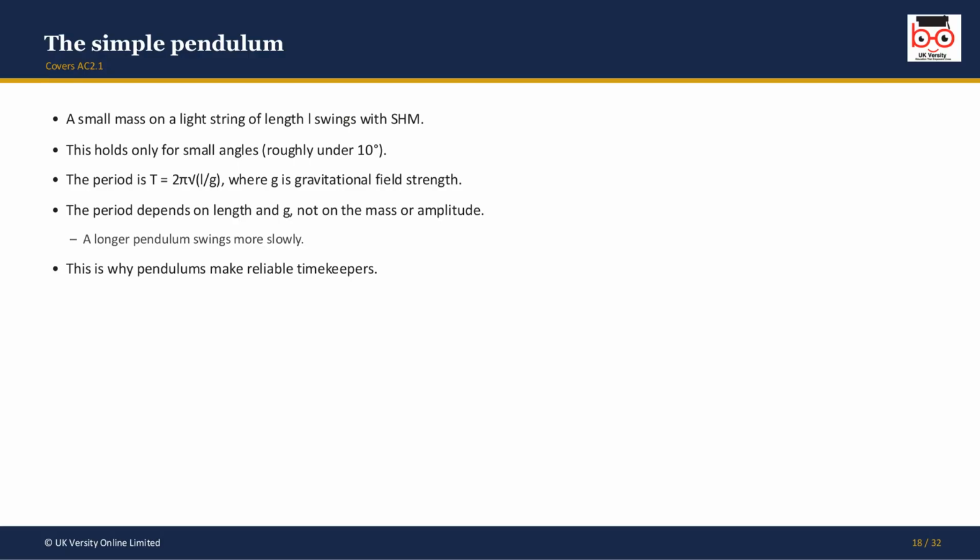The other classic oscillator is the simple pendulum, a small mass on a light string of length L. It swings with simple harmonic motion, but only for small angles, roughly under 10 degrees. Its period is 2 pi times the square root of L over g, where g is the gravitational field strength. Notice the period depends on the length and on g, but not on the mass or the amplitude, so a longer pendulum swings more slowly. That reliability is exactly why pendulums have long been used to keep time.